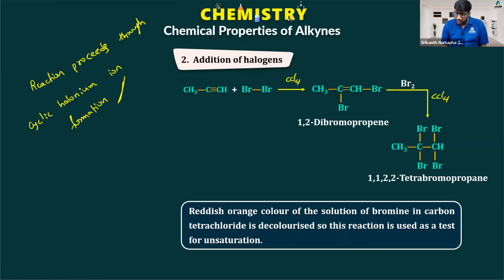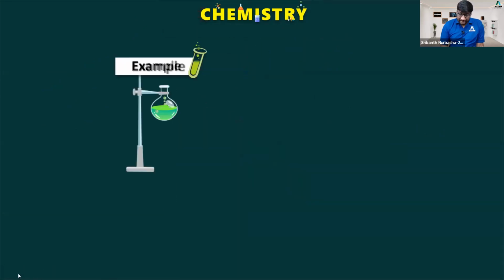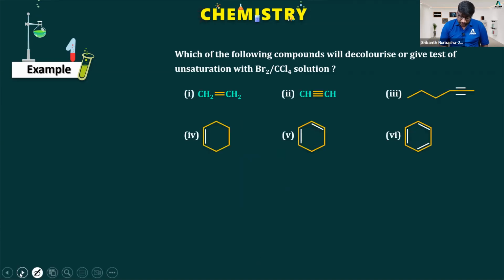So reddish orange color of solution of bromine in carbon tetrachloride is decolorized. I am mentioning the solvent as carbon tetrachloride, non-polar solvent. Reddish orange color of solution of bromine in carbon tetrachloride is decolorized. So this reaction is used as test of unsaturation. Try to solve some examples. Which of the following compounds will decolorize? Test of unsaturation.